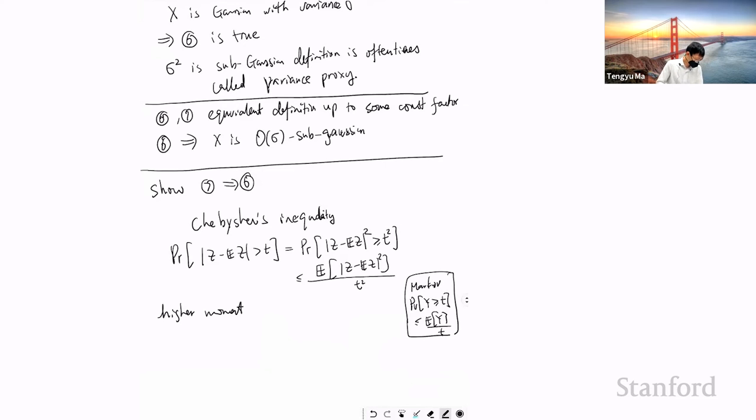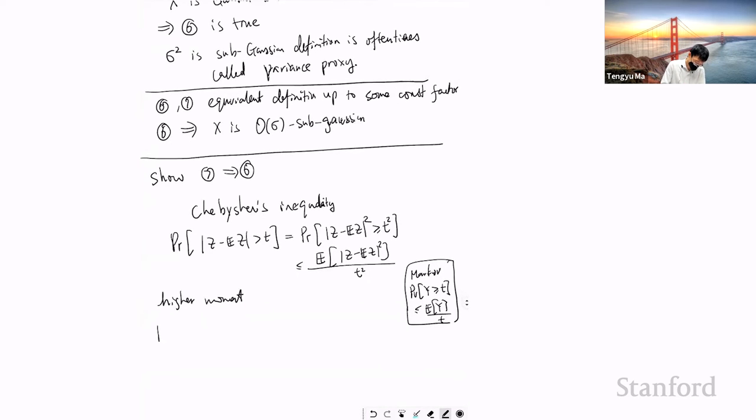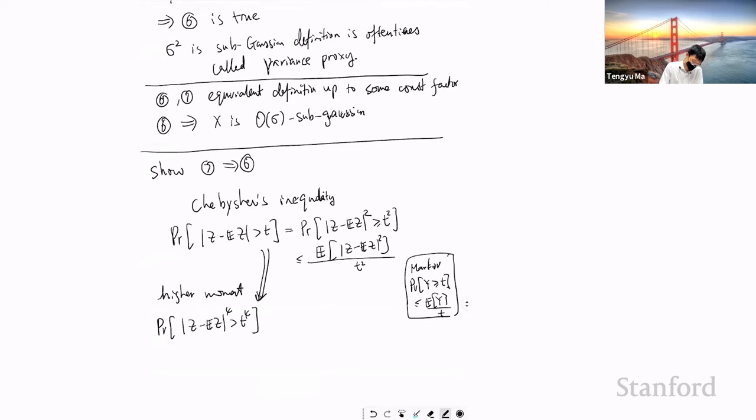then what happens is that you may get something like this. For example, you can say, I'm going to look at the fourth power. The fourth power is still equal to this, because you just raised everything to the fourth power, it's still the same event. And then you can use the Markov inequality to get the expectation of (Z minus expectation of Z) to the power 4 over t to the 4.